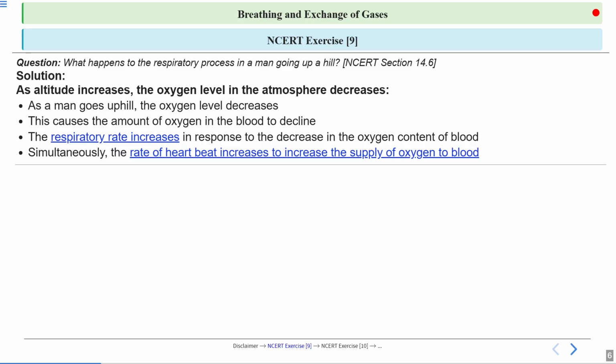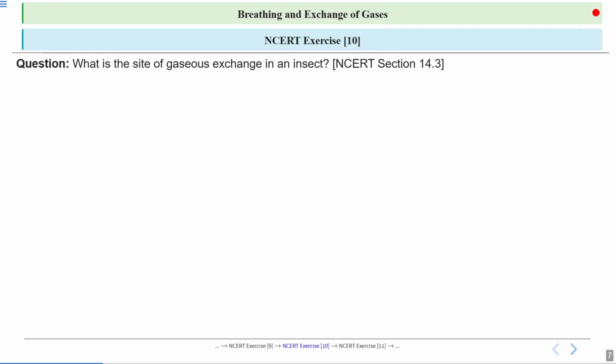Two things you have to remember; two things are changing in our body, right? Okay, let us move to our next question. The next question is very important. What is the site of gaseous exchange in an insect? In an insect, where does the gaseous exchange take place? This question is coming from NCERT section 14.3. Let us see the answer.